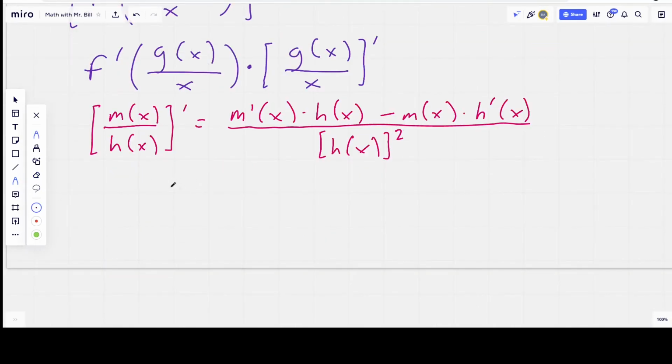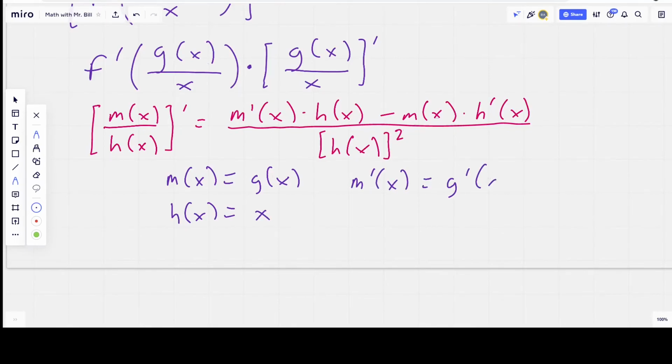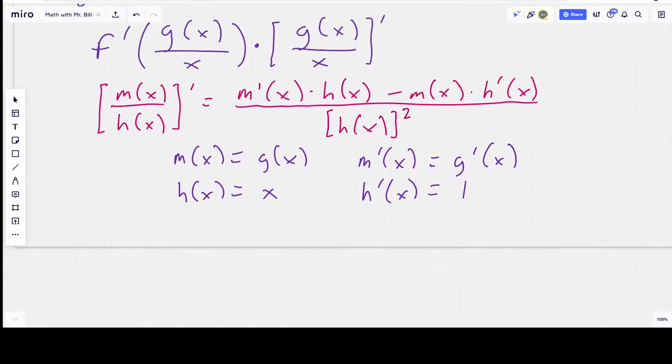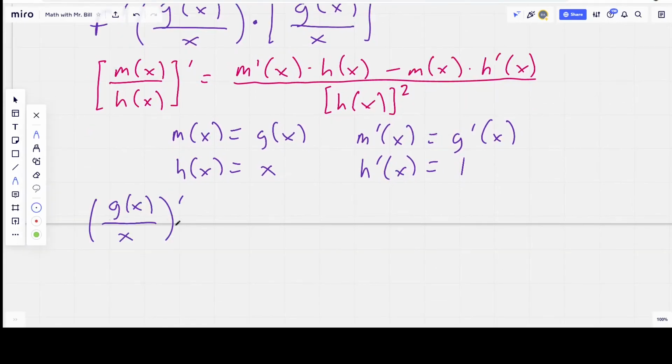So taking our parts now, we're going to say that m is equal to g of x and h of x is equal to x. So m prime, well, I don't know much about m prime except that it's just going to be g prime. And then h prime is going to be 1. And so the derivative of g of x over x is going to be equal to g prime of x times x minus g of x times 1 all over the bottom squared.